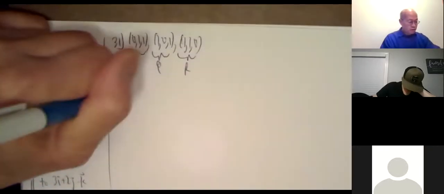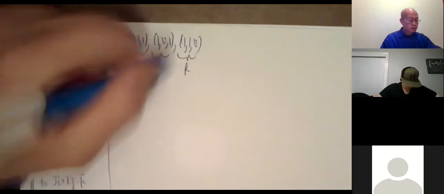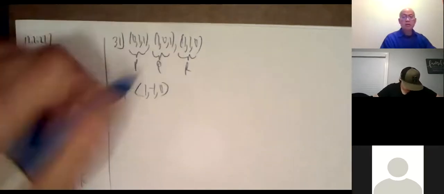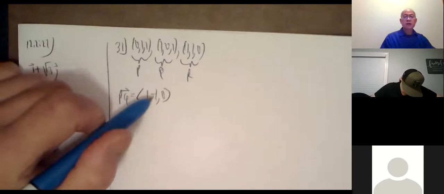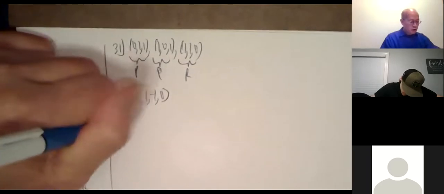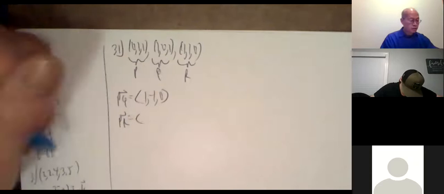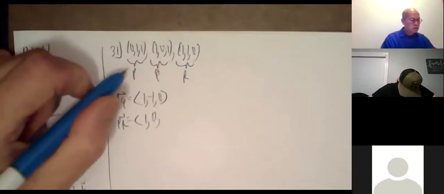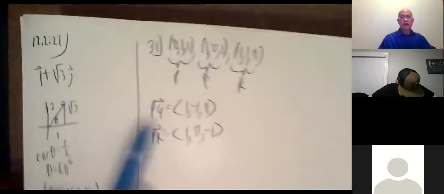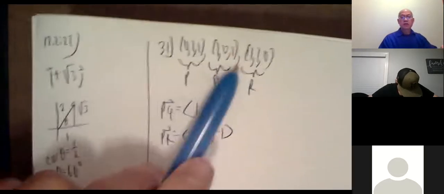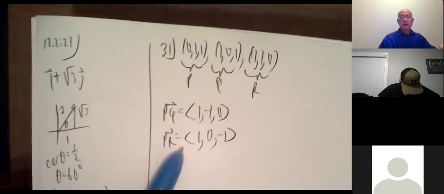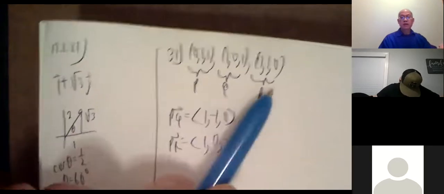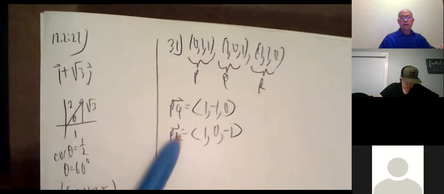So let's form the vector PQ, which is 1, negative 1, 0. Okay, delta X, delta Y, delta Z. PR, from P to R, is 1, 0, negative 1. I did that right. Delta X, delta Y, delta Z. So just subtract 1 minus nothing, 0 minus 1, 1 minus 1. And then from P to R, 1 minus nothing, 1 minus 1, 0 minus 1.